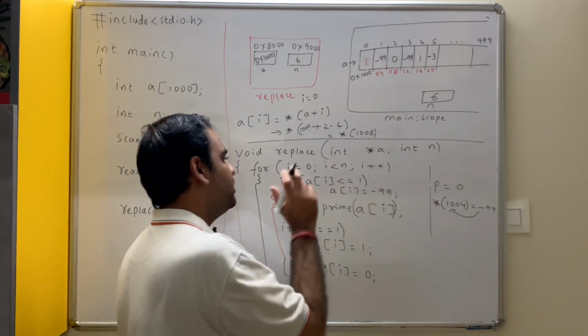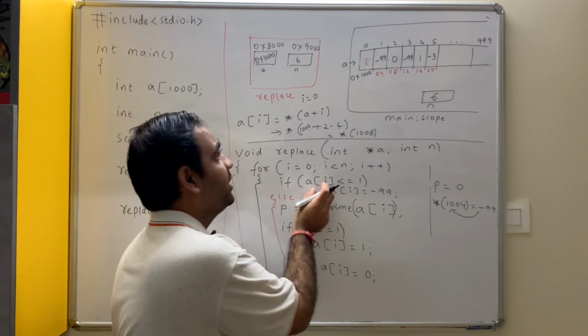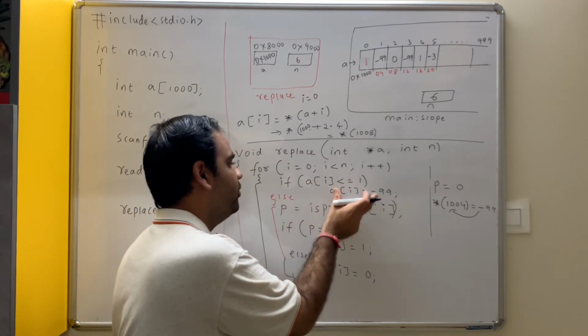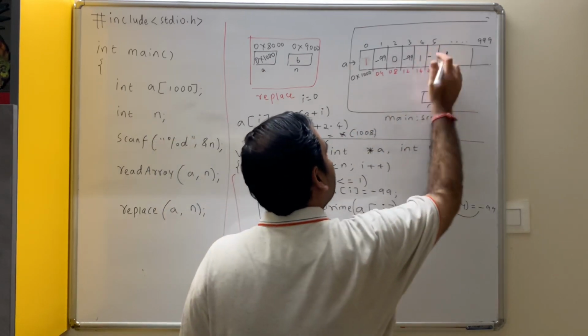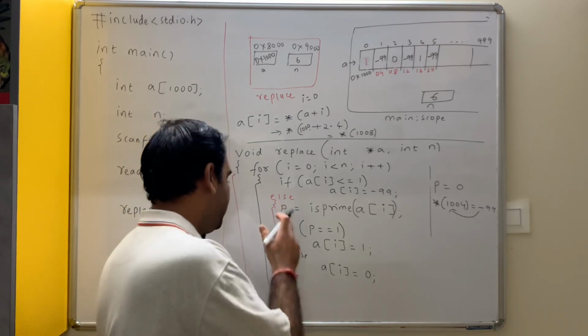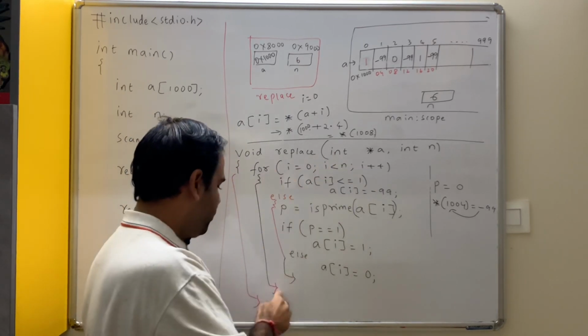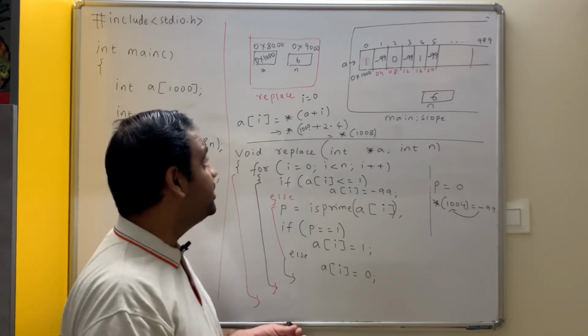Again, you say I plus plus, I becomes 5. 5 less than 6 is true. A of 5 is minus 3, less than or equal to 1 is true. And you have to replace this by minus 99. Do not execute else. Again, I plus plus, 6. 6 less than 6 is false. You come out. Closing bracket of the function is taken as return.